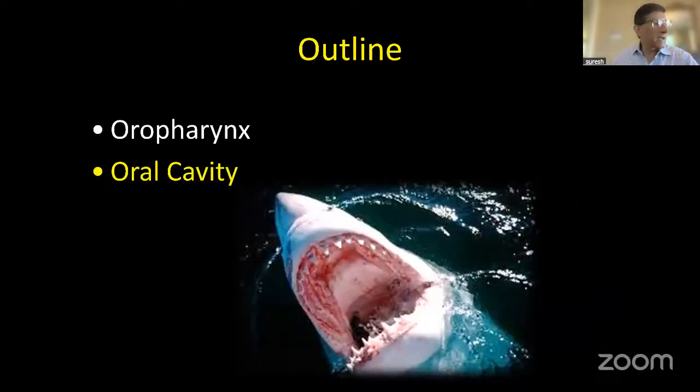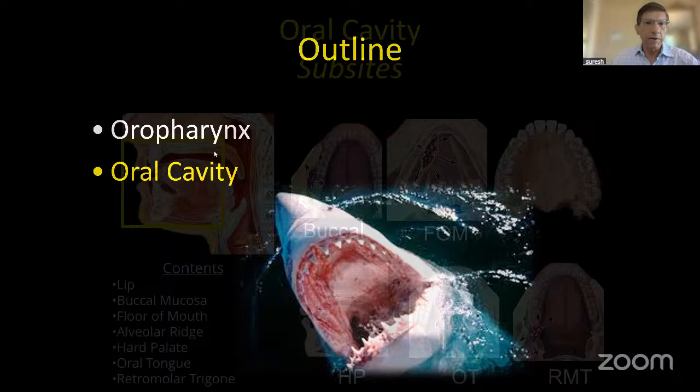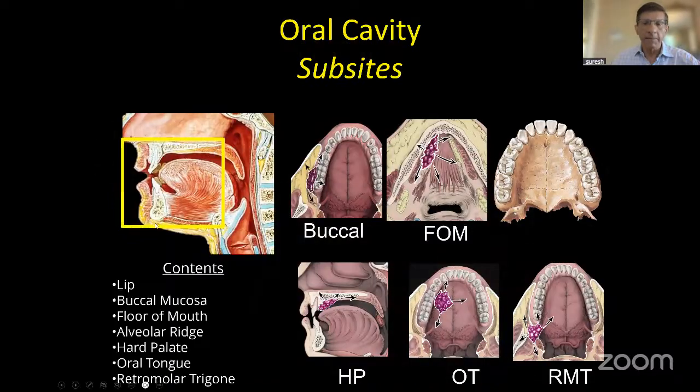So the next area that we will talk about is going to be the oral cavity. So when we talk about the oral cavity, we're now going to move a little bit more anteriorly. Now, as I mentioned before, oropharyngeal carcinomas are HPV positive, whereas the majority of oral cavity cancers are going to be HPV negative. And I'm specifically speaking more towards the United States.